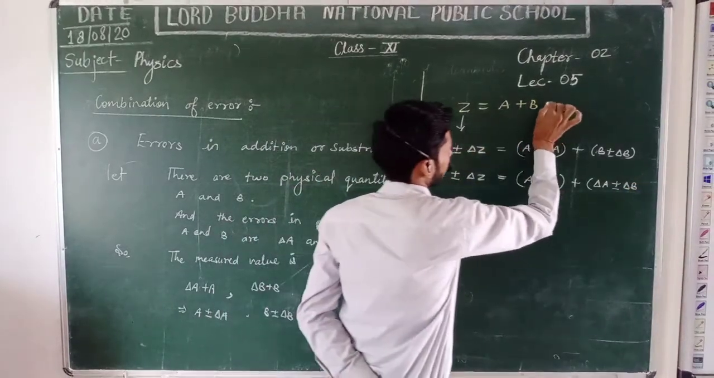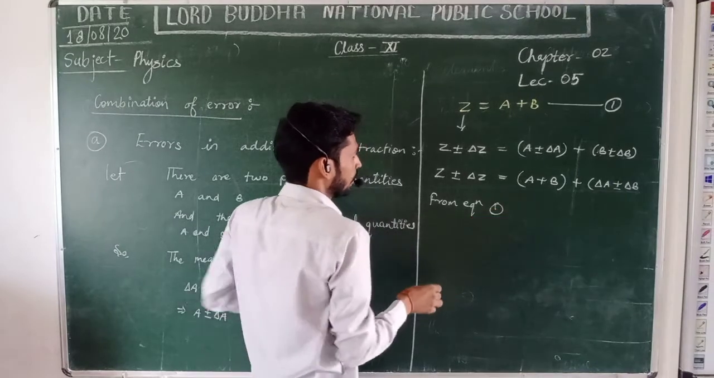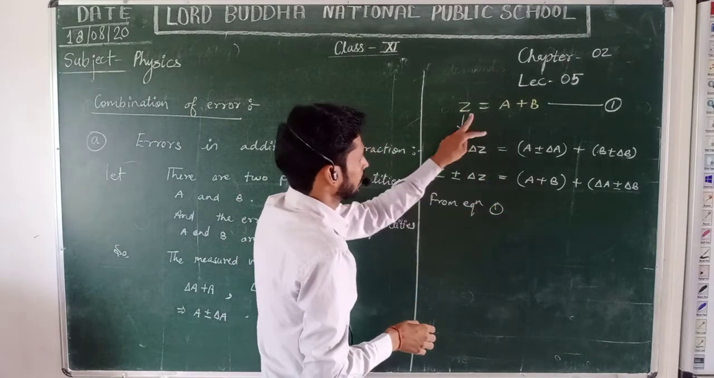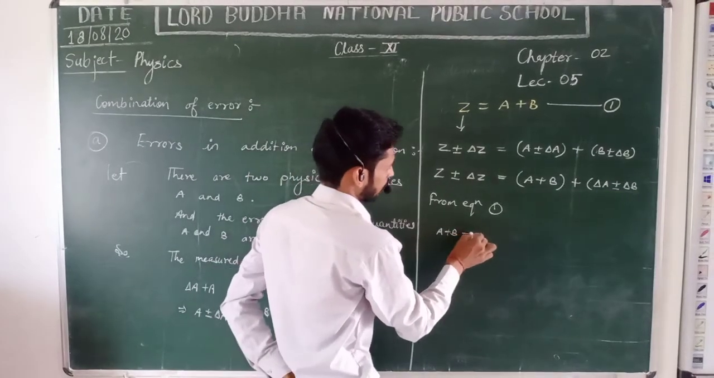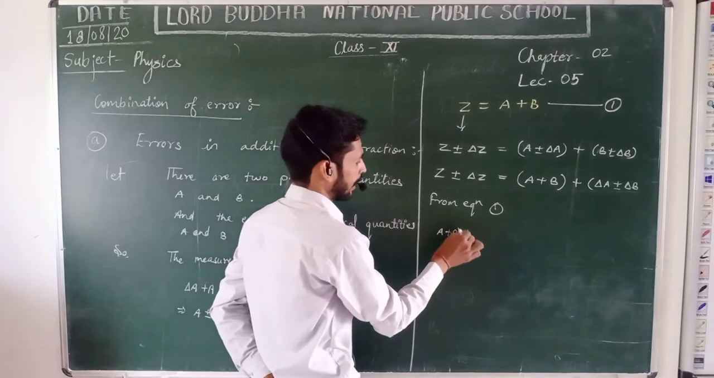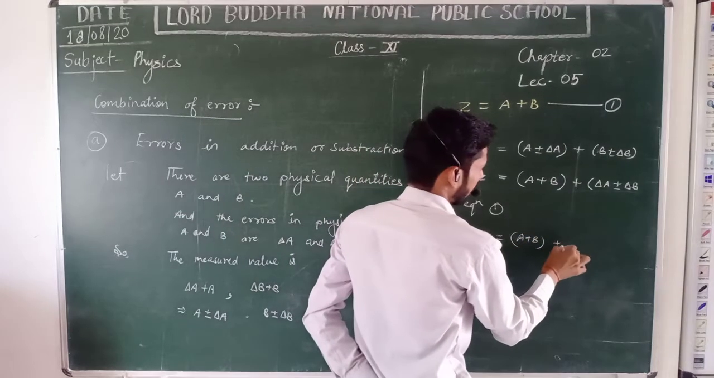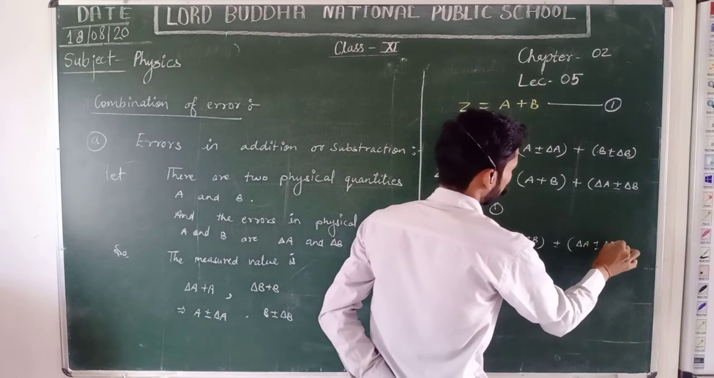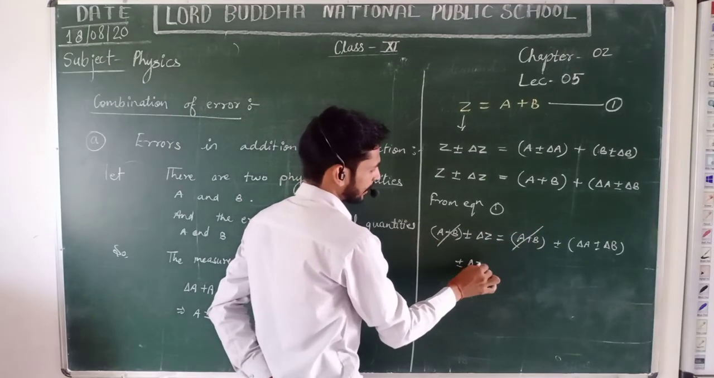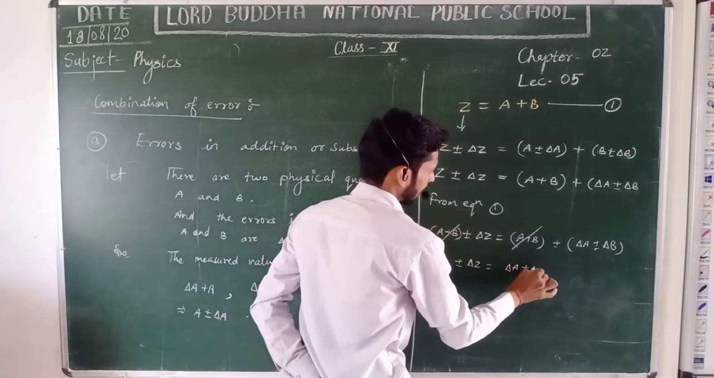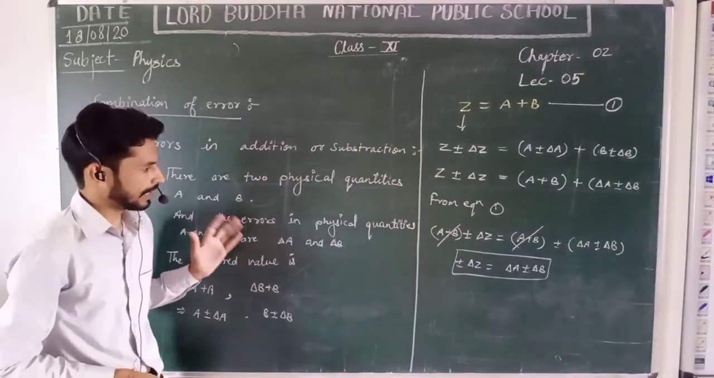If we substitute from equation first, put the value of A plus B in place of Z. So A plus B plus minus delta Z is equal to A plus B and plus minus delta A plus minus delta B. We can cancel A plus B with A plus B. So plus minus delta Z is equal to plus minus delta A plus minus delta B. This is the formula to calculate the error produced in addition and subtraction.